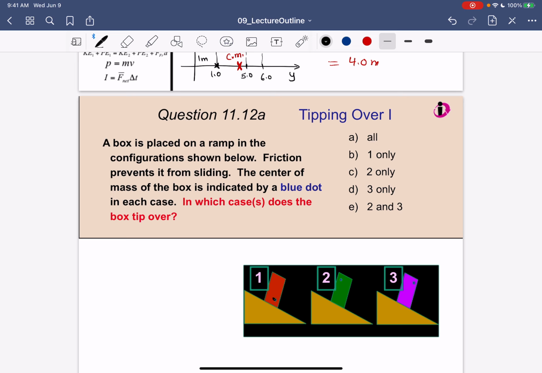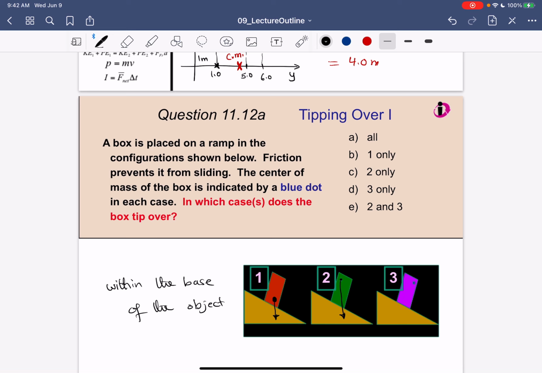Now I want you to do this. This is usually what I will do. This is gravity, the force of gravity. This is the center of mass, and you need to draw a straight line down. Now, if that line is going to be within the base of the object, then the object will not tip over.